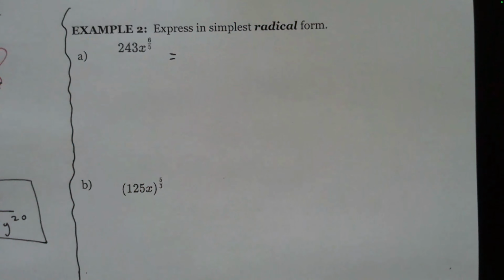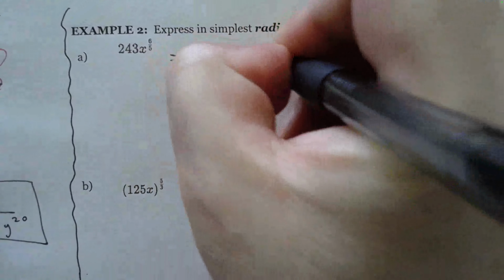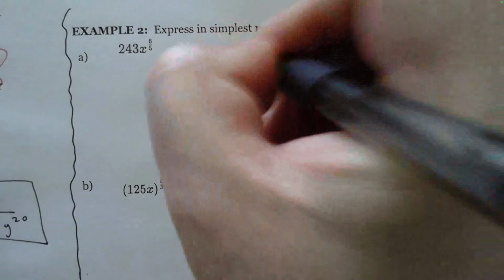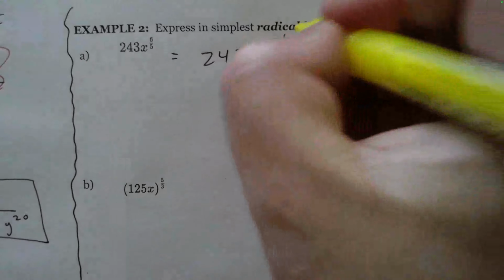Who owns the power? So 6/5. Whose power is that? Is that 243 or is that x or is it both? Just x, right? So really, it's 243 times x to the 6/5. 243 has nothing to do with that power. It's got its own power, 1. Does it have a fraction power? No, it's done.